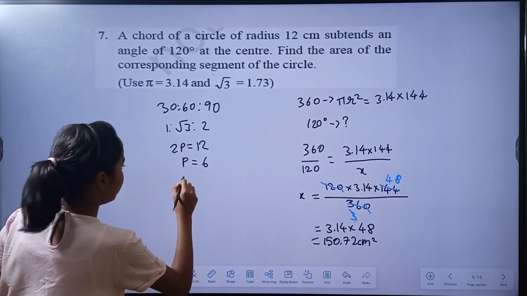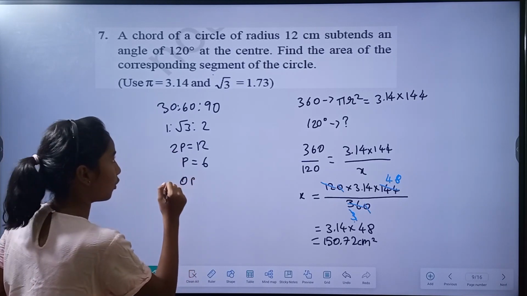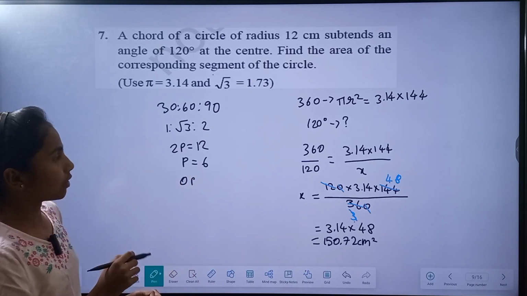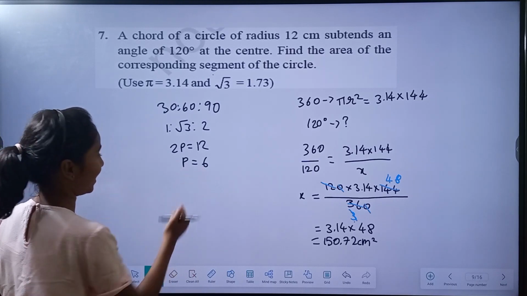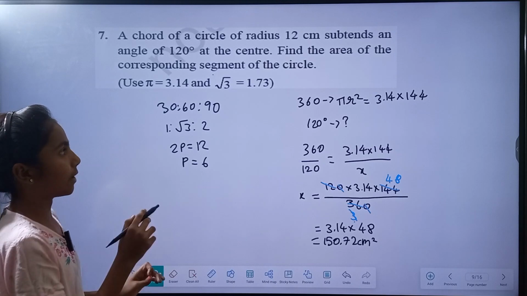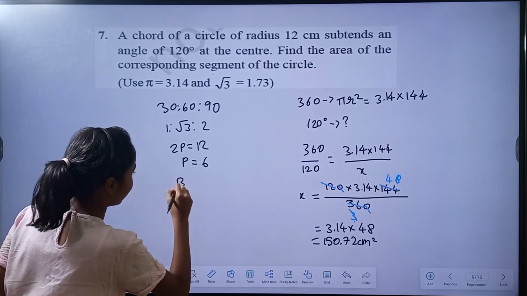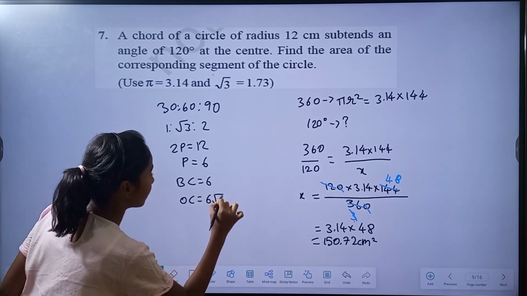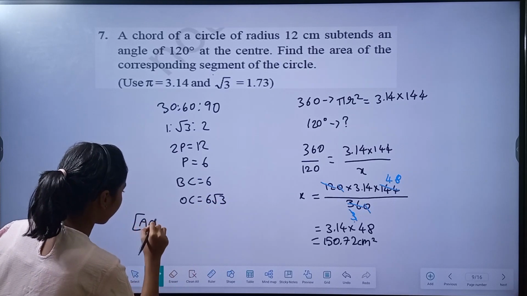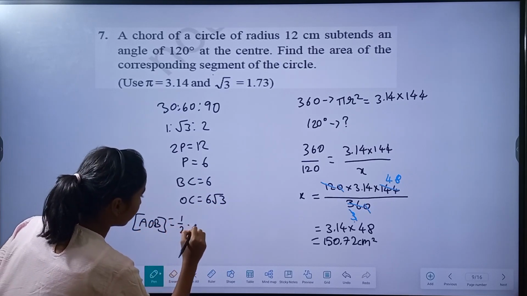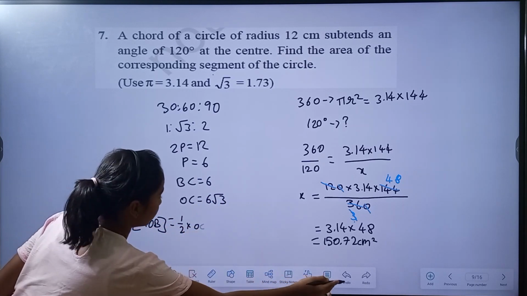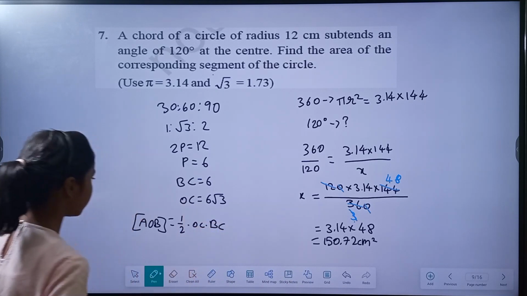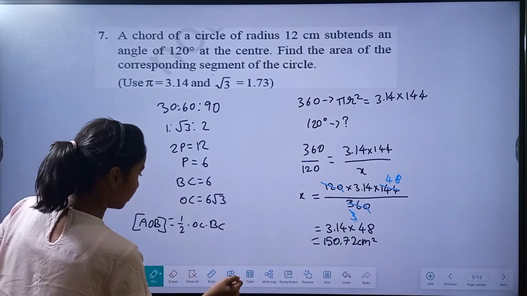If OAB is the triangle and we draw the altitude, the midpoint of AB is C. The length of BC will be equal to 6, and the other one, OC, equal to 6 root 3. So area of AOB equals half into OC into BC.